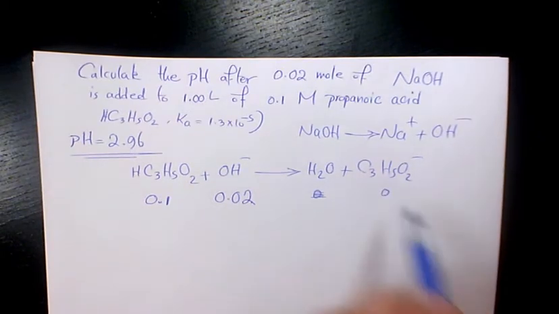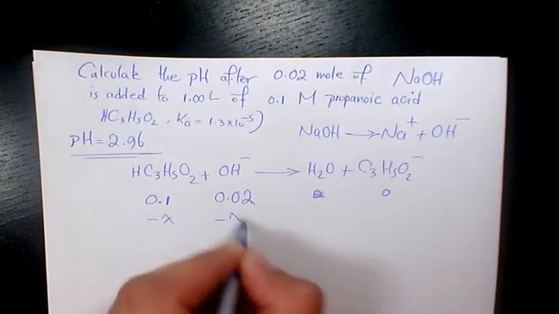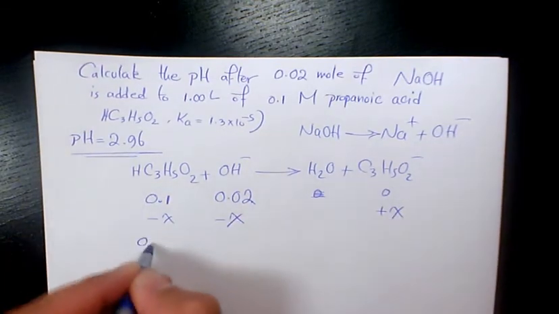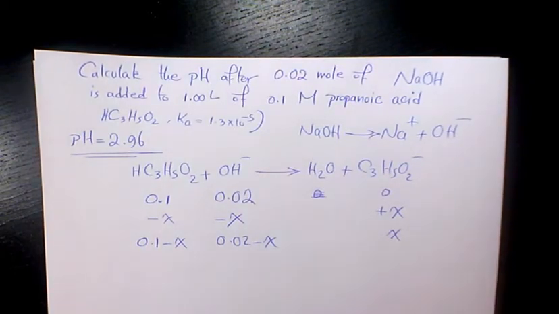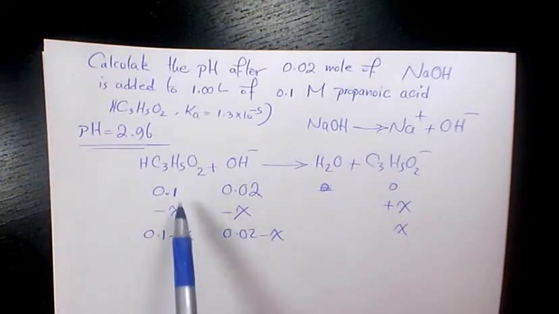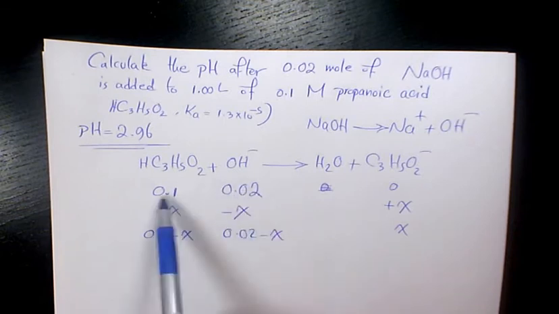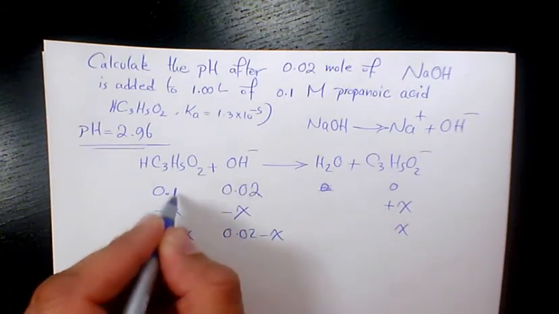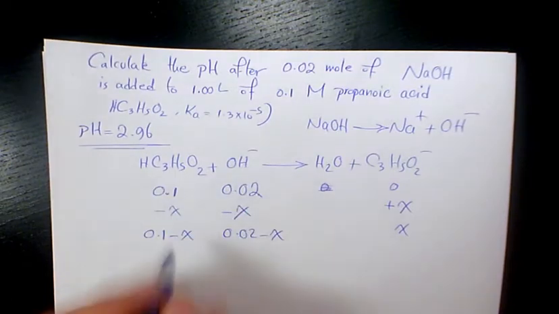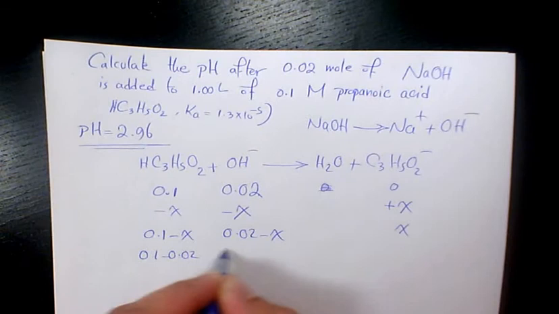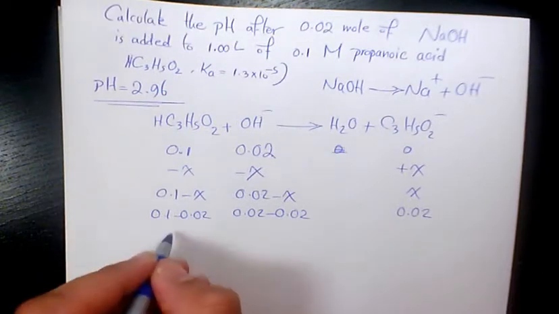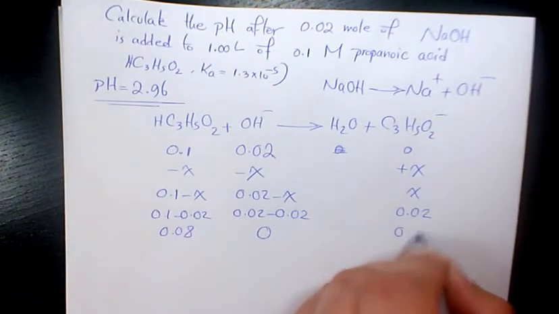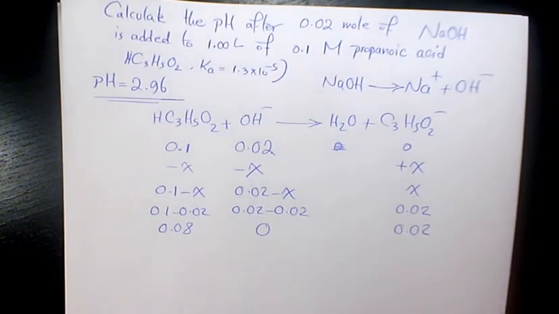Here we have negative x, minus x, plus x. So we have 0.1 minus x, 0.02 minus x, and here we have x. Since they react together, this negative x is going to be 0.02, and this acid is going to neutralize hydroxide. So we have 0.1 minus 0.02, 0.02 minus 0.02, and here we produce 0.02. So it's going to be 0.08, 0, and 0.02. That's the concentration of the conjugate base.